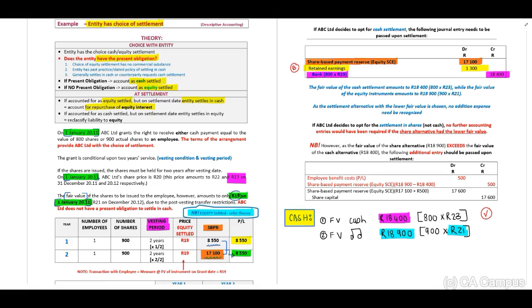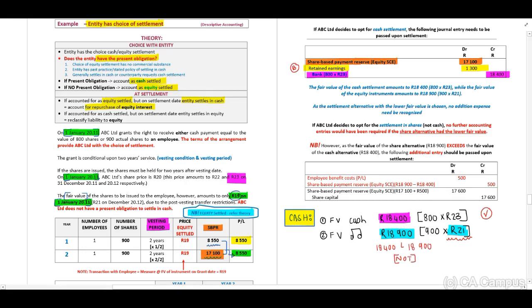Important to note, this 21 Rand is not included in the given information. I'm telling you this now, that for a similar price of these shares, equity settled, we will use 21 Rand, okay? Now, due to the fact that they have chosen cash settled, which is 18,400, and this is lower than the 18,900, okay? We do not have to recognize an additional expense, okay?